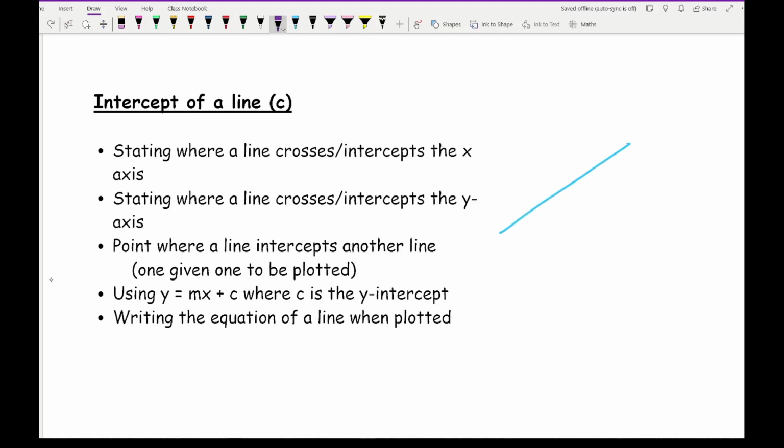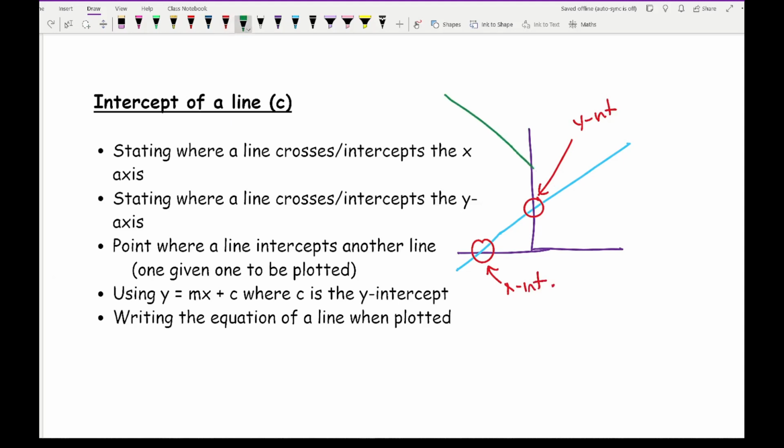So again, it's about just recognizing that if you've got a straight line, and let me just draw a set of axes like so. Just extend this line here. So this point here is the y-intercept, and this point here is the x-intercept. Now a question might ask you to plot another line, because that's another topic that's on there, and this point here would be the point where the two lines meet, so where the two lines intercept.